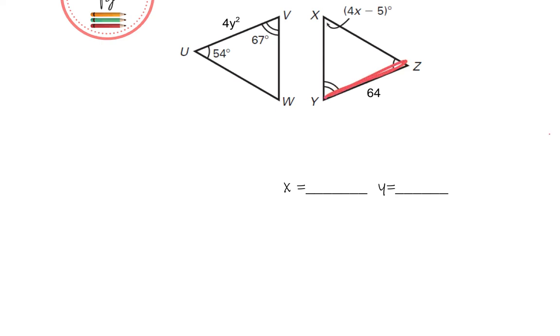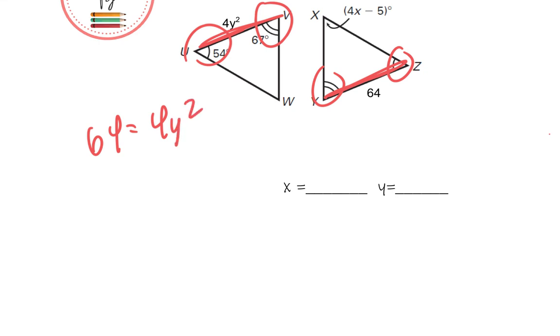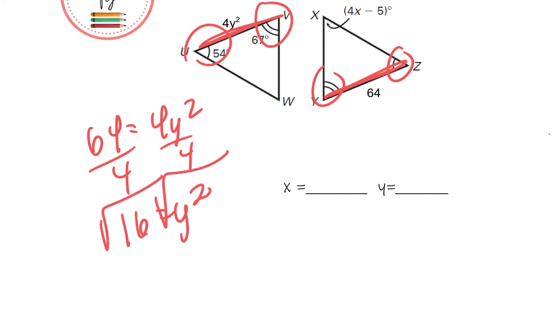Okay, Y, Z, and UV have matching labels. They both have the two curves and the one curve, and the two curves and the one curve. So I know 64 has to equal 4y squared. If I divide by 4, 16 equals y squared. And if we square root that, we get plus or minus 4.